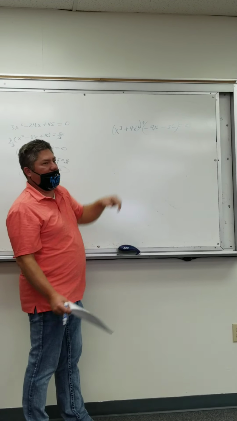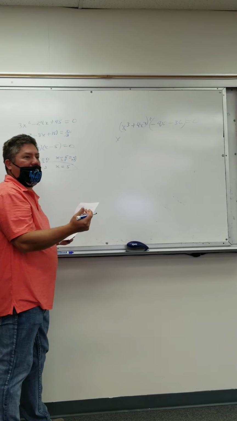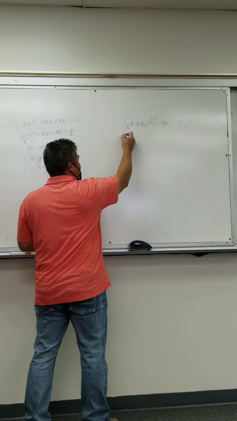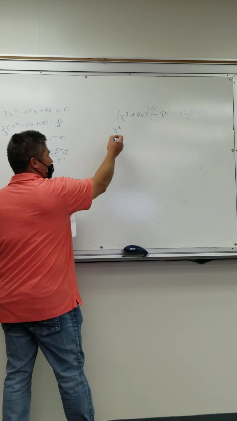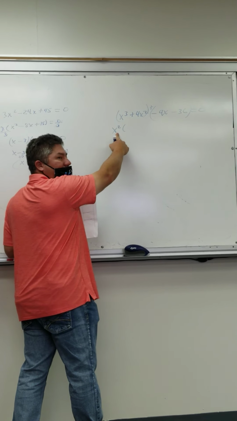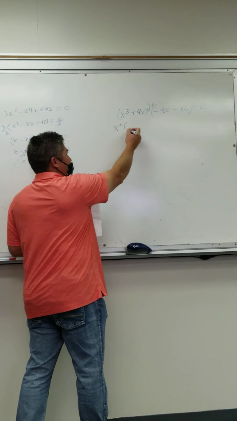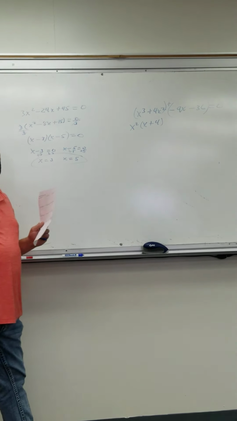What's the common factor? X is there, but it's actually an x what? Squared. So I'm going to bring out an x squared. Can you see that? It'll divide both those terms evenly. What's left when I divide those out? X cubed divided by x squared is? Just an x, right. Plus what? Plus 4. Very good. That's it.